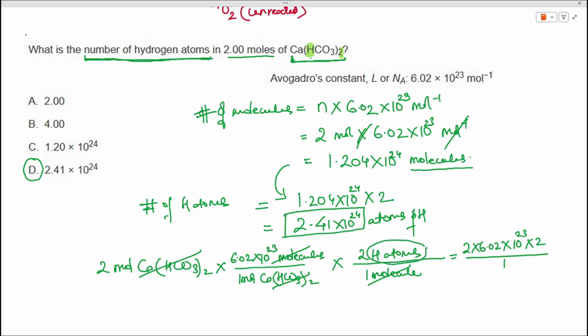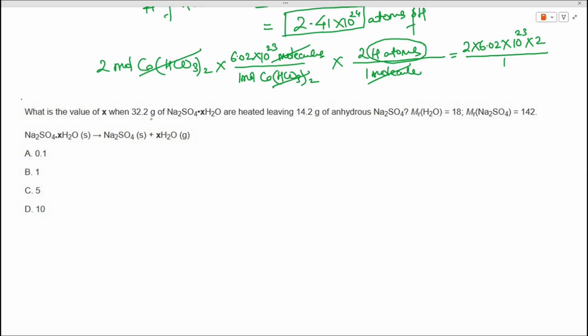So these many hydrogen atoms we will get, which is the same. Only the process is different. Now for this question, it says, what is the value of X when 32.2 grams of sodium sulfate, a hydrate, we don't know how many molecules of water are present, so that's basically what we have to find.